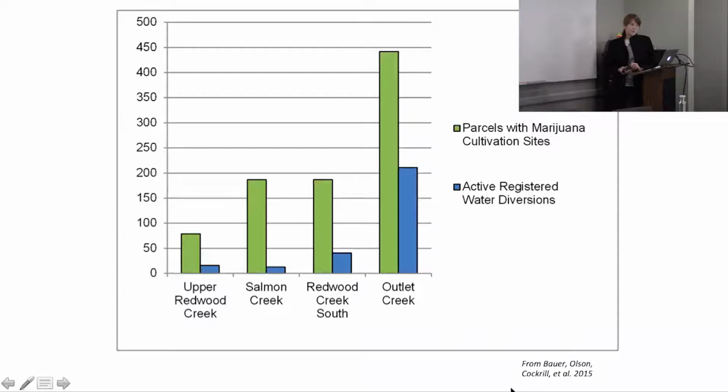In Salmon Creek, it was as low as like 6%, I think, of the potential known marijuana sites that could have water rights based on what was in the system. Again, they don't know one-to-one whether these sites had water rights, but it's a pretty good indication that most of the cannabis growers out there didn't have legal water rights. Number of water rights, number of parcels? Yep.